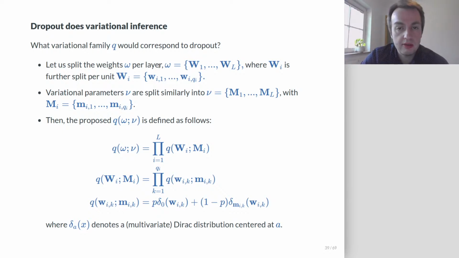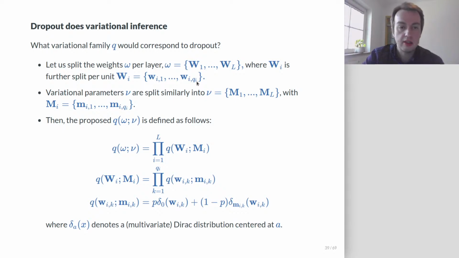So first, I will just introduce a few notations. I will split the weights omega for the different layers. I'll assume that we have L layers from 1 to L, and the parameters of these layers are denoted by the matrices W1, W2, up to WL. Each of these matrices will be further split into vectors. So capital Wi will be defined as a bunch of vectors, Wi1, Wi2, up to Wiqi, where qi is the number of nodes, or the width, of the layer.